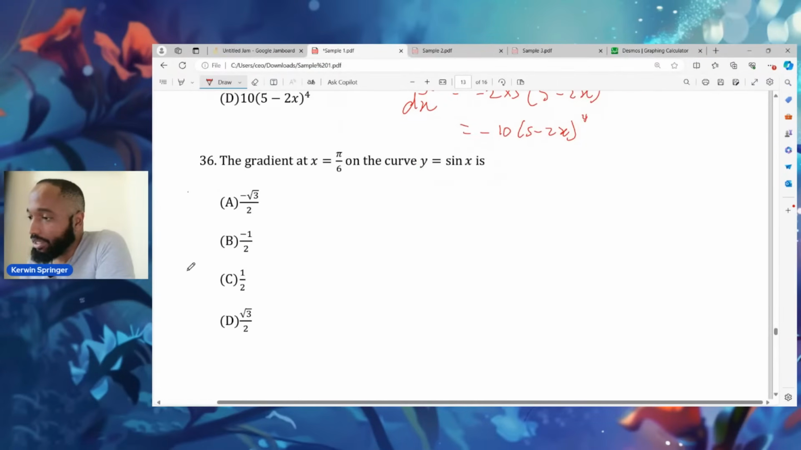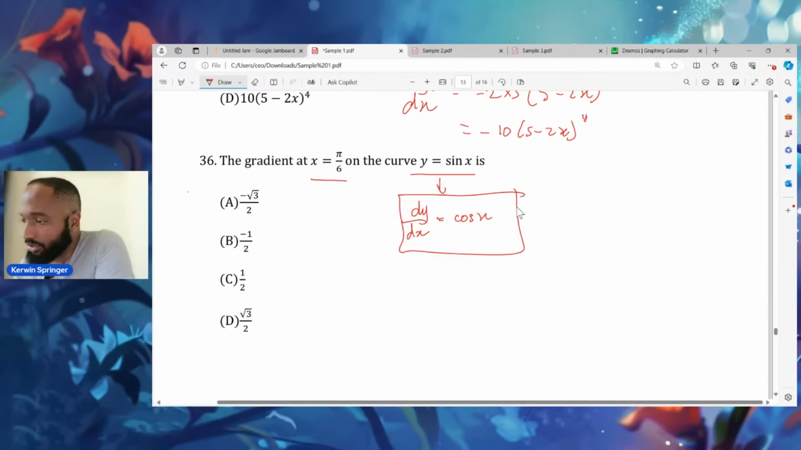The gradient at x is this, and the curve is that. Okay, so we want to differentiate. So dy dx is equal to cos x. This is the first differential, aka the gradient equation, and then I substitute the value of x in this. So I really want to find cos of pi over 6.